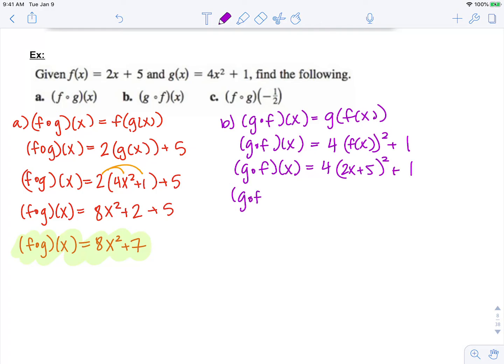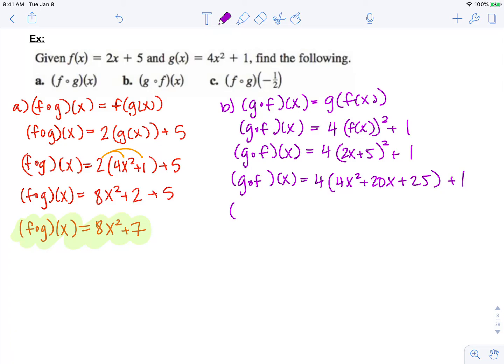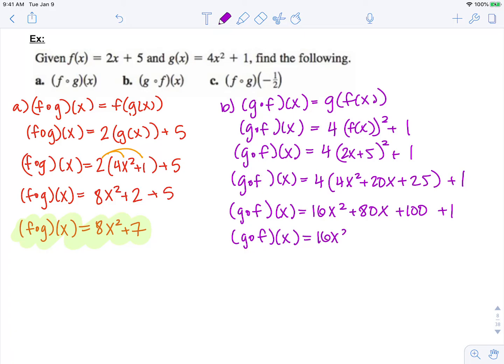So now to simplify this and put it in standard form, I need to square that binomial. I'll get 4x squared plus 20x plus 25 plus 1. And then I have g of f of x is 16x squared plus 80x plus 100 plus 1. And I got that from distributing the 4. So g of f of x is 16x squared plus 80x plus 101 in standard form.